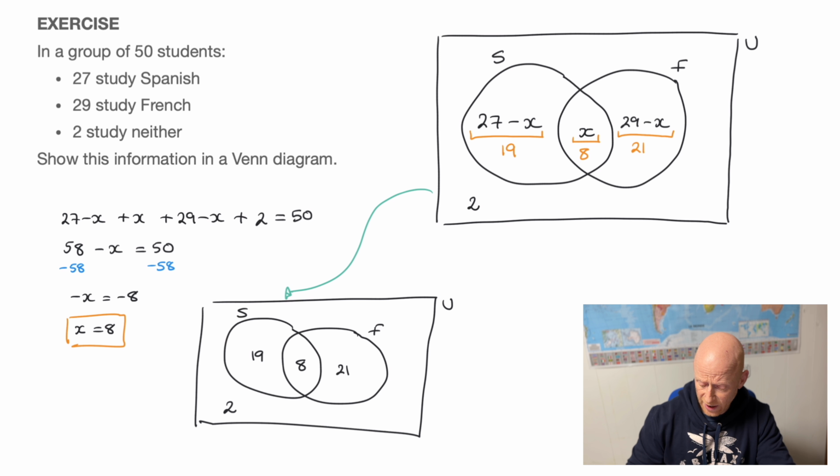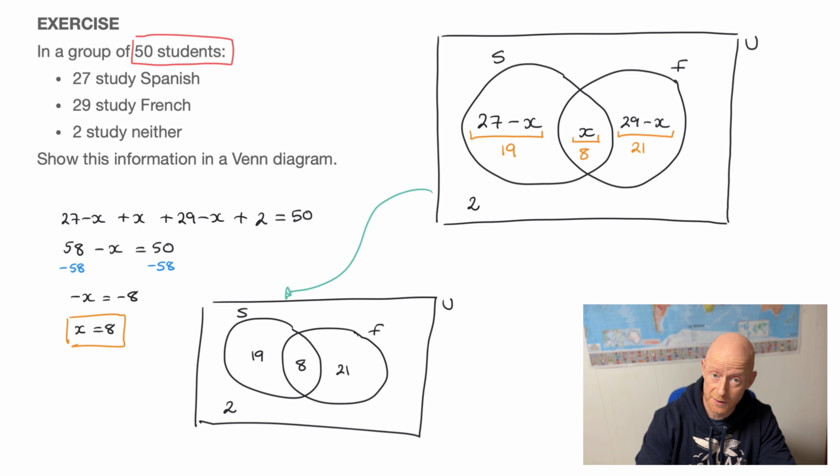Of course, we should check that all of these numbers do indeed add up to 50, and so if we quickly do that, we have 2 plus 19, which is 21, plus 8 is 29, plus 21 is indeed 50, which, remember, was the number of students we were given in the first place. And there we go.